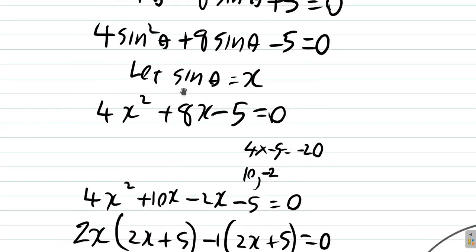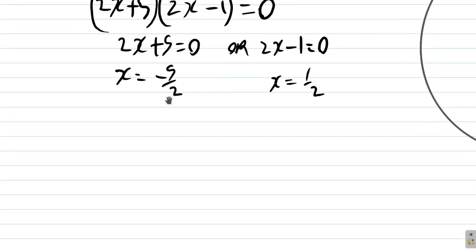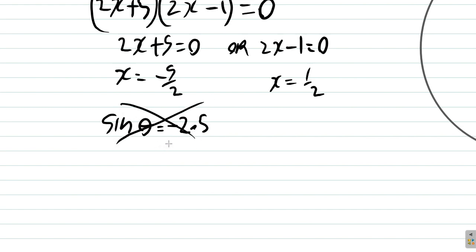What was x again? x was sine theta. So, sine theta equals negative 5 over 2. Well, this would be greater than 1, because negative 5 over 2 is the same as negative 2.5. But this cannot work because the sine doesn't go above 1 and doesn't go below negative 1. So this is out. Sine theta equals half. Alright, this could work. The sine of theta equals half.